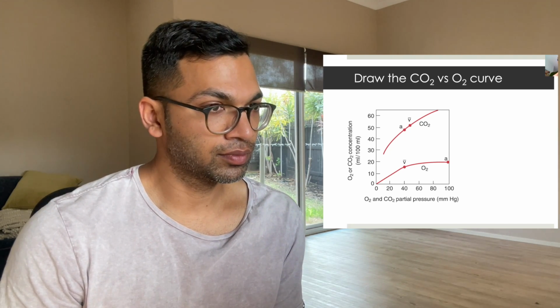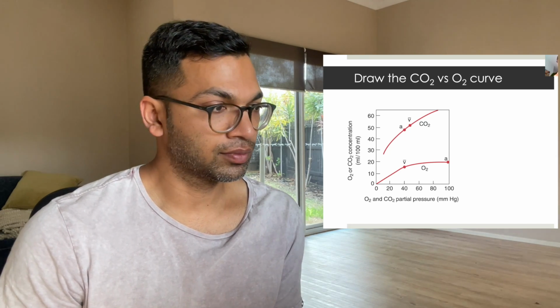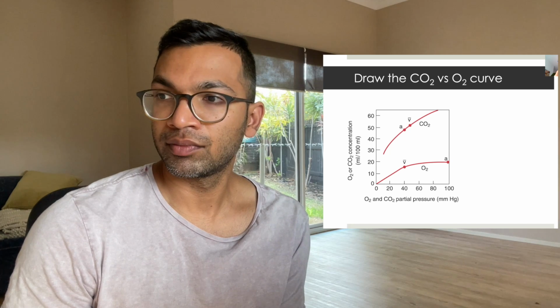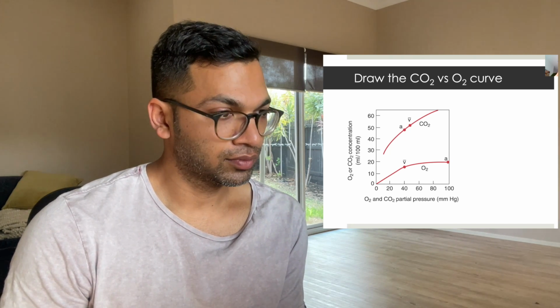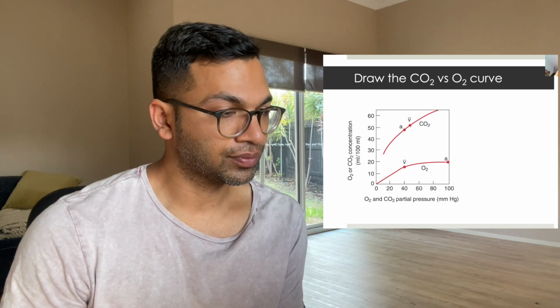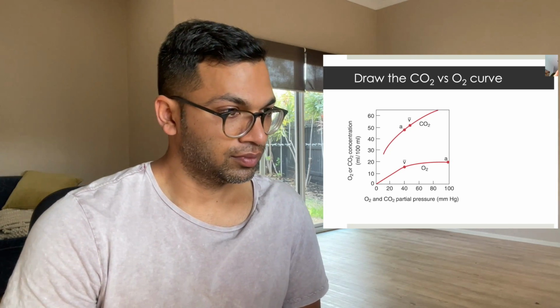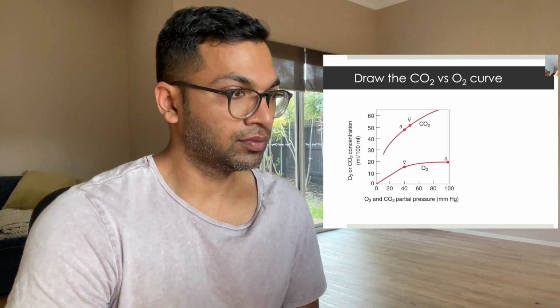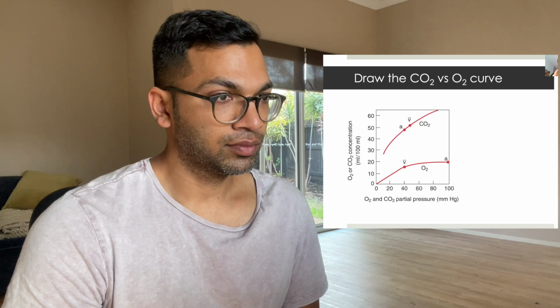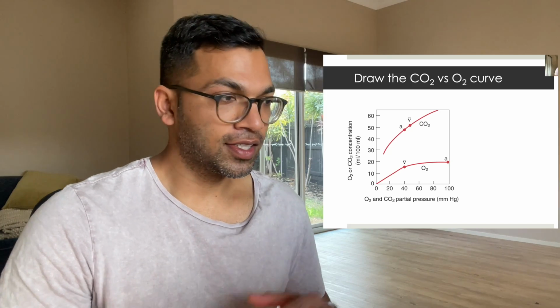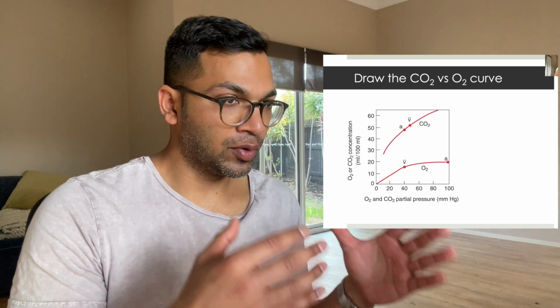But the important difference between the slope of these two graphs is that for a small change in CO2 partial pressure, there's a large change in the CO2 content, whereas for oxygen, a relatively large change in partial pressure is required to cause, in fact, only a small change in content, from about 20 mils per 100 mils to 15 mils per 100 mils. Yeah, great. And so this is probably a good exercise.